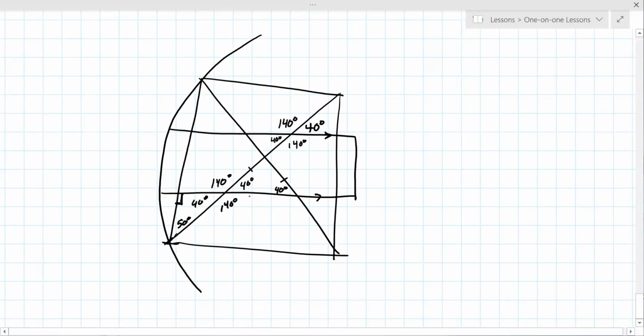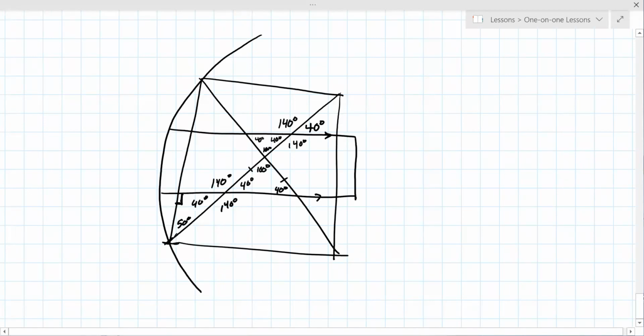So since all three angles in a triangle have to add up to 180, what must this angle up here be? It's 100 degrees, because 100 plus 40 plus 40 is 180. So then, what is this angle right here above it? Also 100 degrees. And then the angle here must be 40.